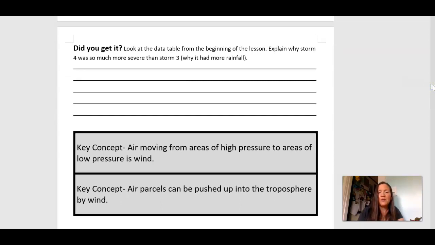Look at the data table from the beginning of the lesson. Why do you think Storm 4 was so much more severe than Storm 3? Why did it have more rainfall? Can you do that? Can you answer that question? You have a bunch of data now to figure that out.